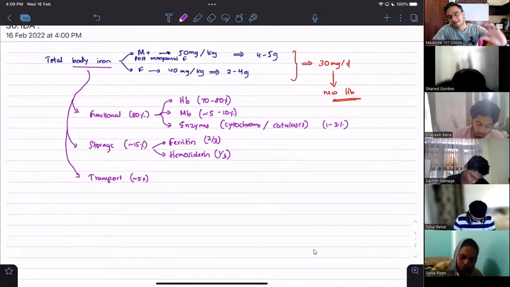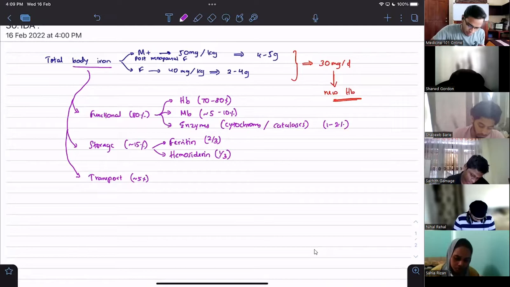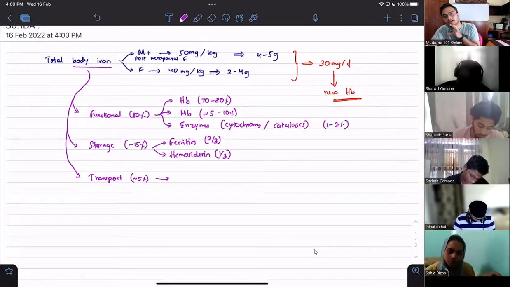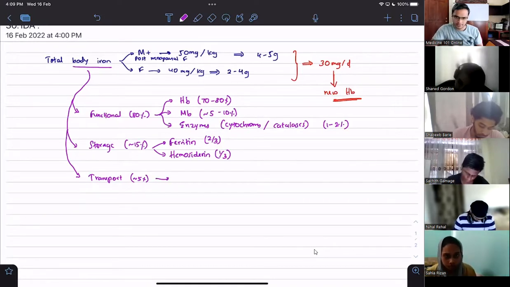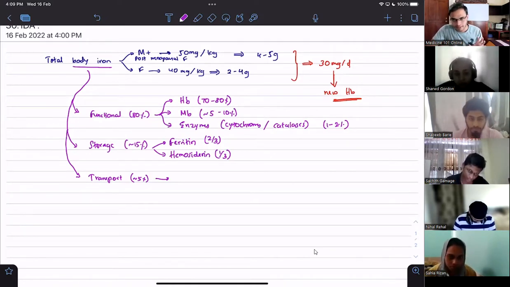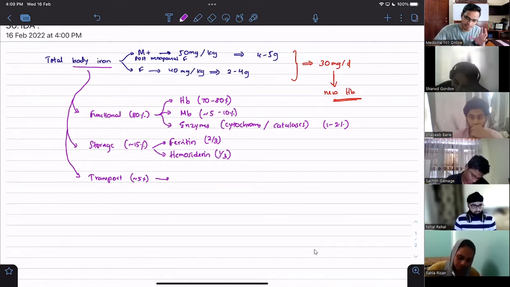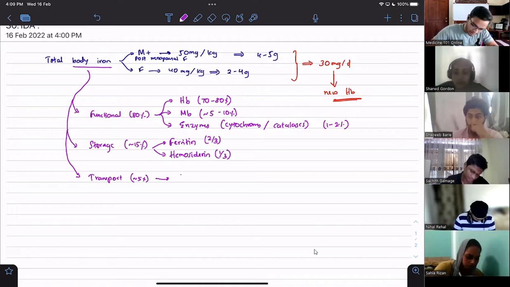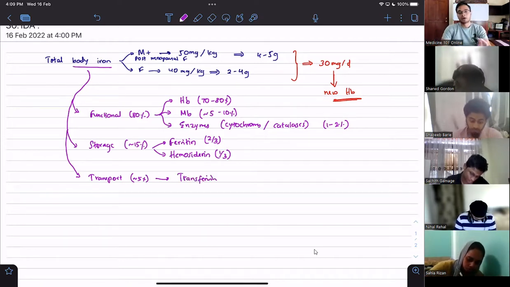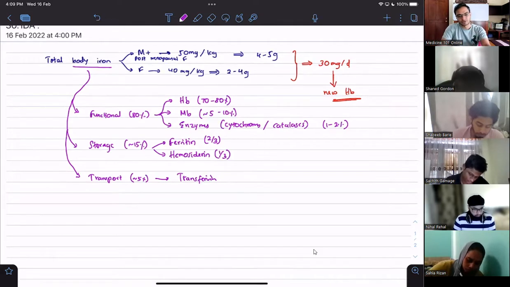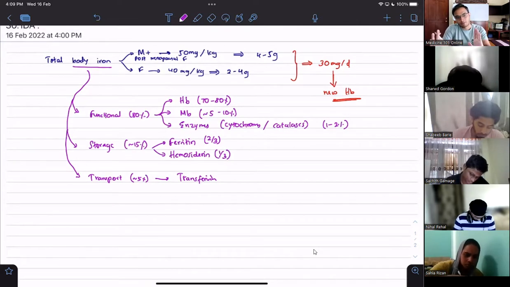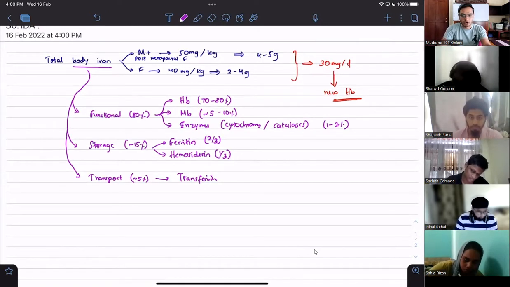Then iron in transport. What is this transport part? There is some iron being transported in our circulation. Now, iron does not transport by itself. It has a special molecule to transfer it around the body in the circulation. This is what we call transferrin. We will talk about transferrin also. But basically, this is your body iron distribution.